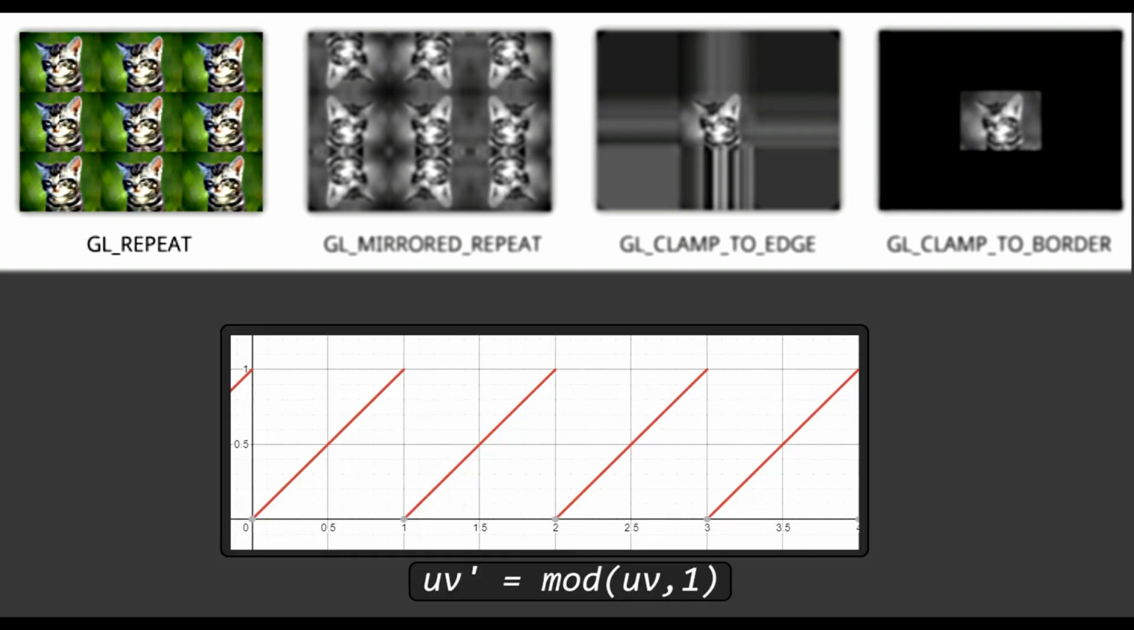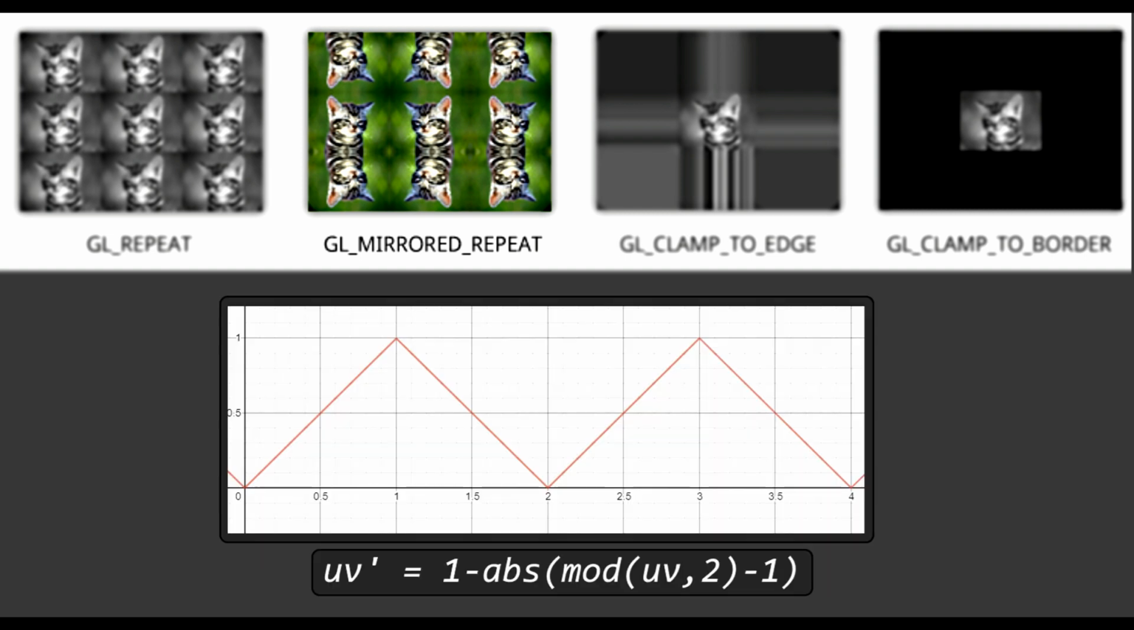First, in the upper left corner, we can see a standard repeat tiling. This is the type of wrapping that I've described in my question. So if we set texture wrapping mode to GL repeat in OpenGL, this is the result that we will get. It's an equivalent of modulo 1 operation on our texture coordinates. And below we can see this UV mapping illustrated as a graph.